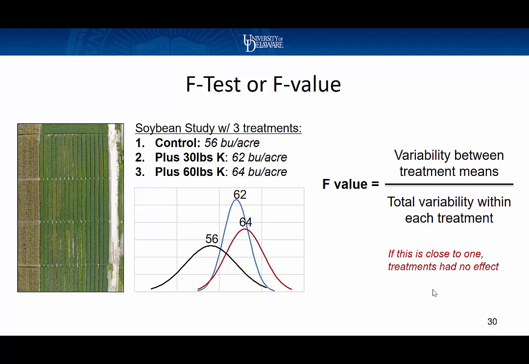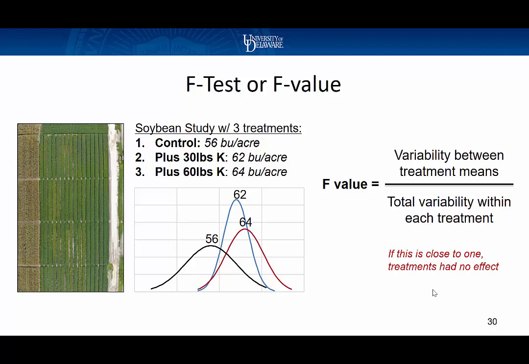And then the total variability within each treatment. So it looks at how wide is this, how wide is this, and how wide is that. If you have a lot more error in each treatment, this really wide one right here is going to make that bigger. The closer this value is to 1, that means those two variabilities are similar, so we say we can't prove that it's different.